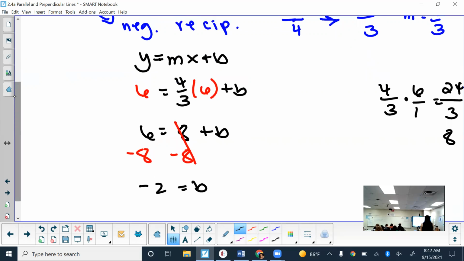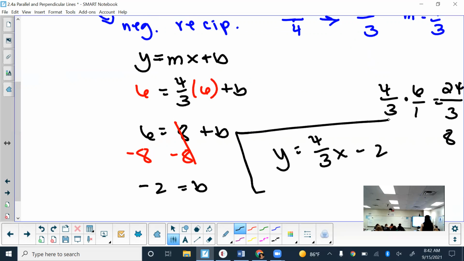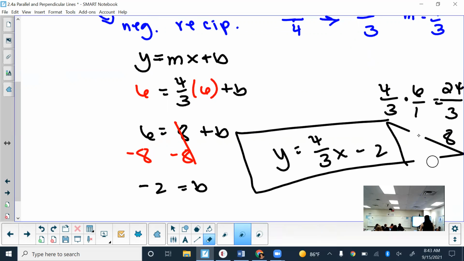All right, did I finish the problem completely? We just have to write it, don't forget that step. So y equals 4/3 x minus 2 is the equation perpendicular to the other one. Sorry. All right, questions, comments? All right, do the student example, which is typed on your paper now, so I'll just leave this up as a model. Do the student example on your paper.